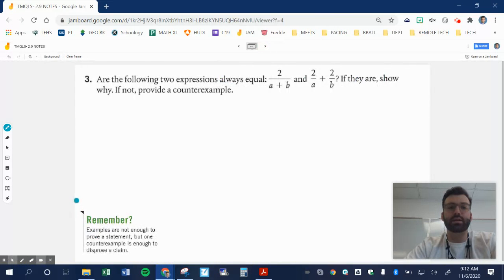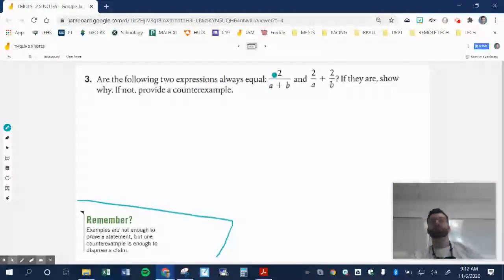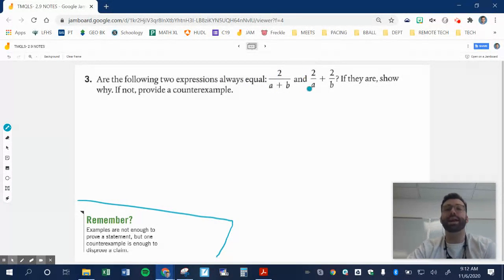All right, so this is an important fact to remember. Examples are not enough to prove something, but just one counterexample is enough to disprove something. So are the following expressions equal? 2 over a plus b and 2 over a plus 2 over b. Okay, if they are, show why. If not, provide a counterexample.